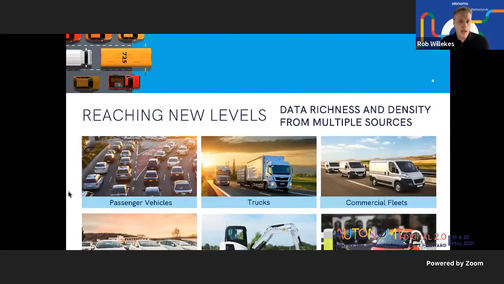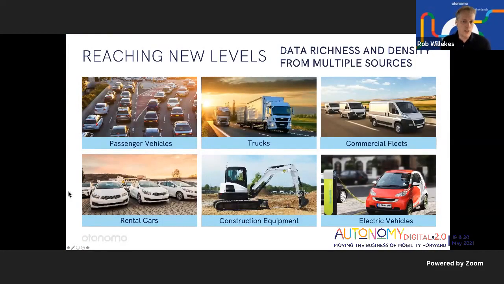First, let me give you an outline on what Otonomo basically does. So we get connected car data from all kinds of vehicles, passenger vehicles, trucks, commercial fleets, rentals, construction equipment, and of course, electrical vehicles, which are on the rise and which are helping, of course, to reduce carbon emissions in cities.